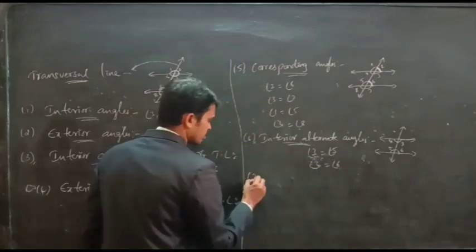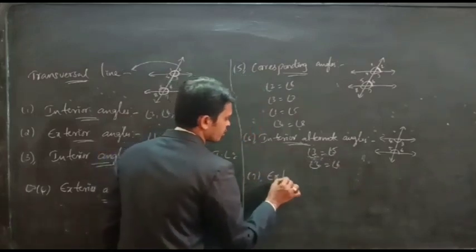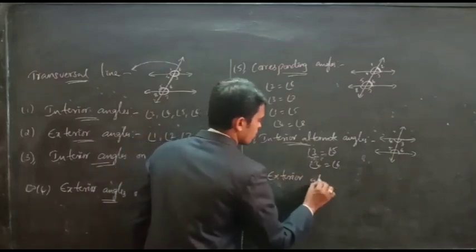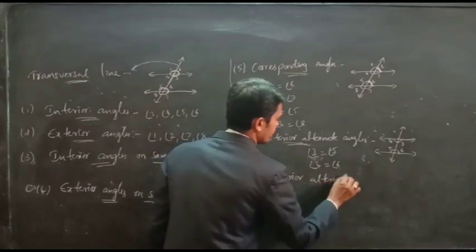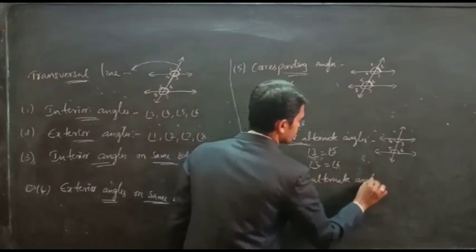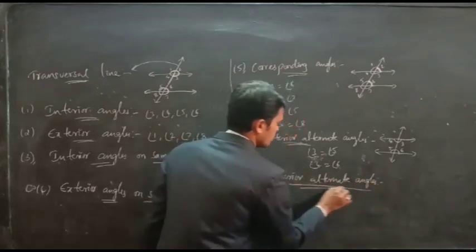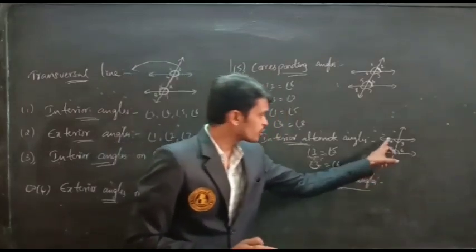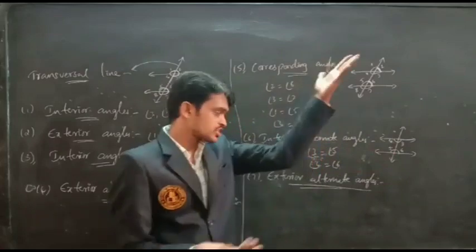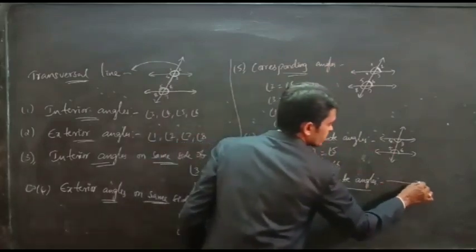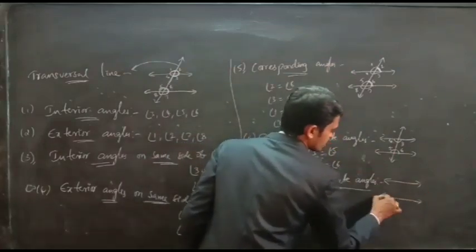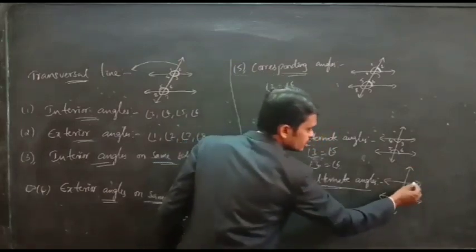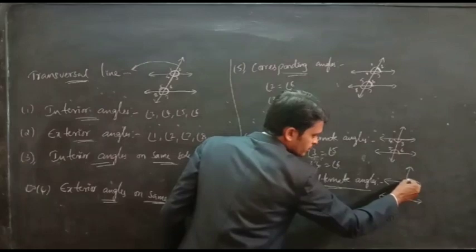Now the seventh one: exterior alternate angles. Same as the alternate angles, where here we took interior, now we have to take the exterior angles. So this is a pair of parallel lines and this is a transversal line, and look here like this.